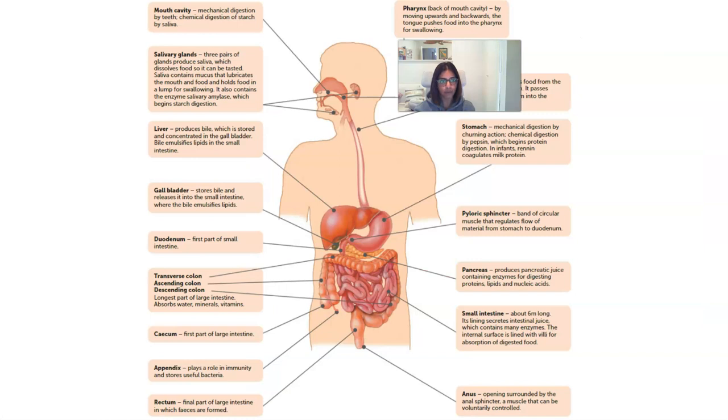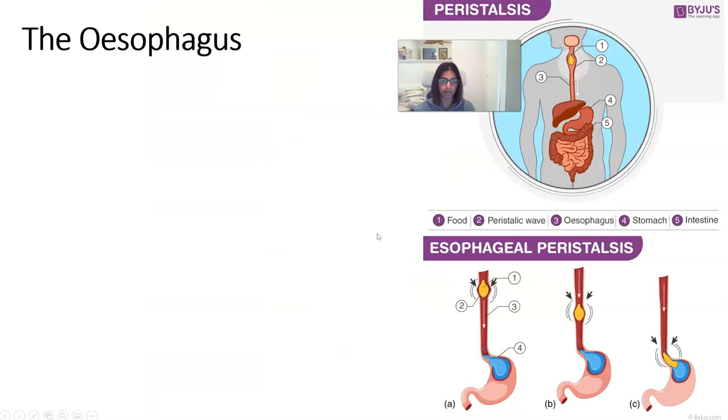Again, just to refresh your memory, this is the diagram that we looked at in the previous lesson, and you wrote down the descriptions and the structures on page 11 in your workbook. In today's lesson, we are going to be focusing on what happens to the food as it passes down the esophagus and enters the stomach.